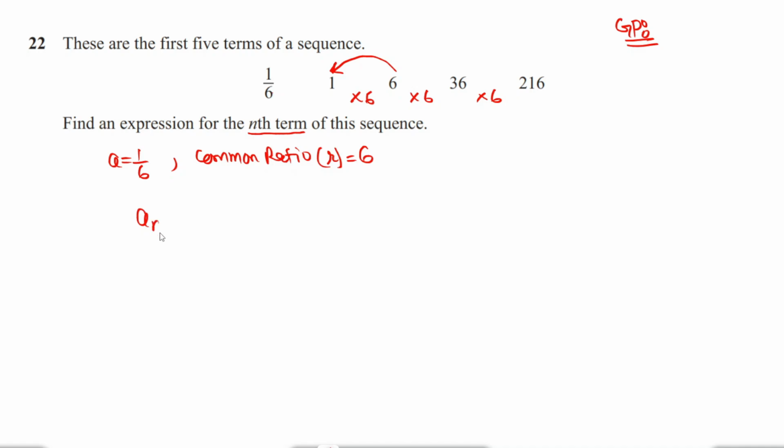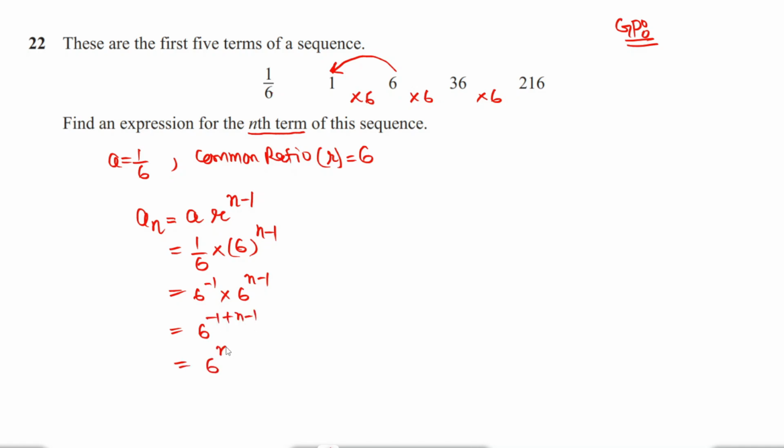So here the a_n is given by a multiplied by r^(n-1). So what is the first term here? 1 by 6. And what is r here? 6. So 6^(n-1). Whenever we have same kind of numbers, always try to write it in the same fashion. So 1 by 6 could be written as 6^(-1) multiplied by 6^(n-1). So same base are multiplied, powers are going to be added. So 6^(-1 + n - 1). Hence it comes out to be 6^(n-2). That is your general term or nth term of the sequence.